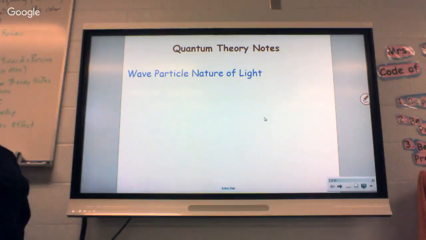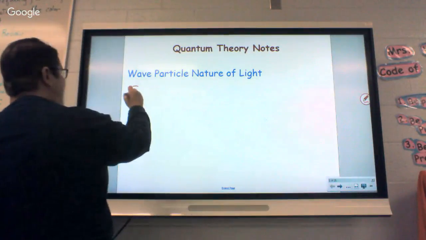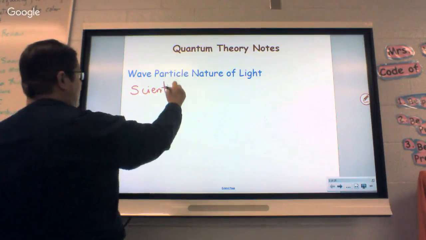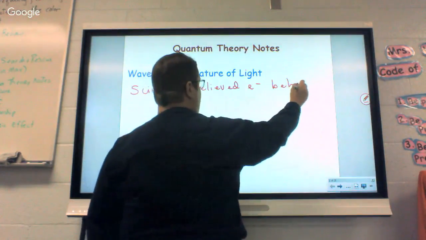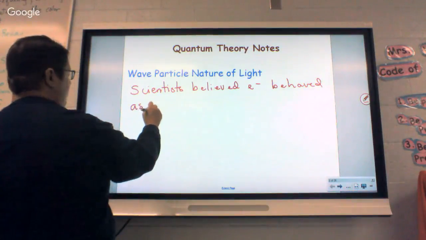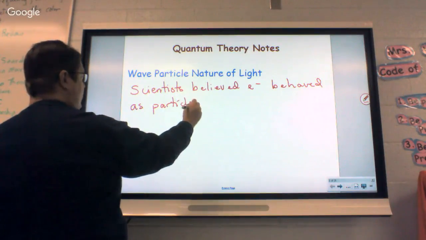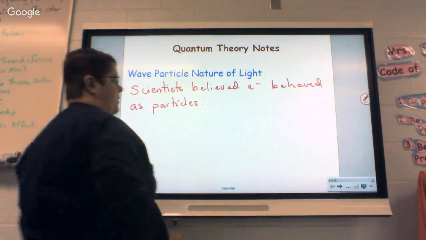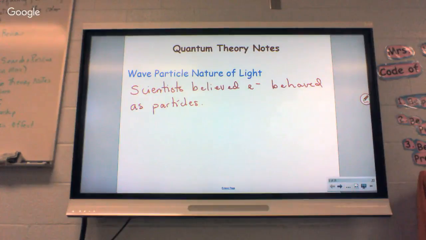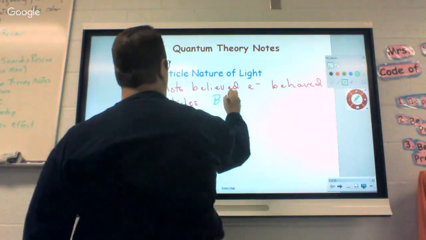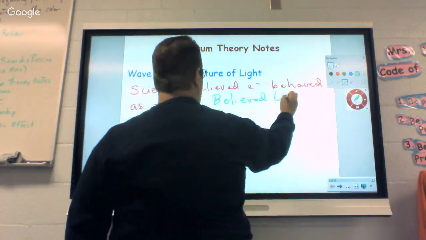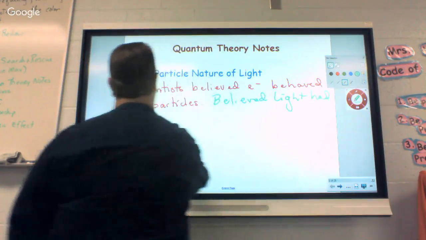So, the wave-particle nature of light. Once upon a time, scientists believed that electrons behave as particles. By particles, think of them as little tiny BBs. They have properties of matter, and they behave as such. So when they hit something, they would move it. Light, they believed, had properties of wave.